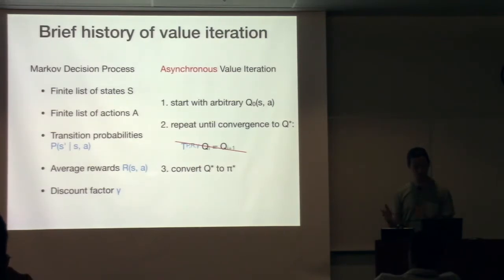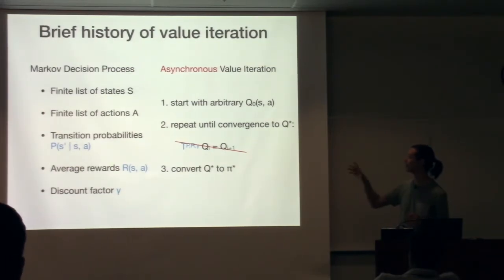The really cool thing about this algorithm is that it doesn't matter what order you do the updates to the state action pairs, as long as you update every state action pair infinitely many times. Then at the end, you're going to end up with convergence to Q star, and you can find pi star in exactly the same way as you did before.